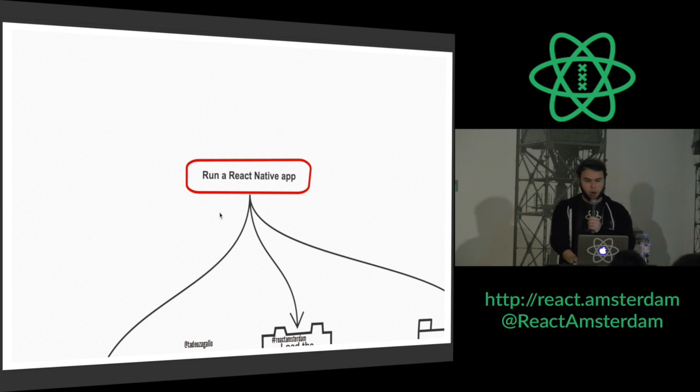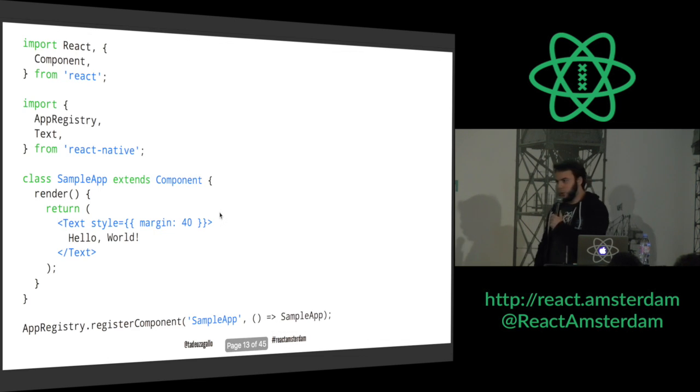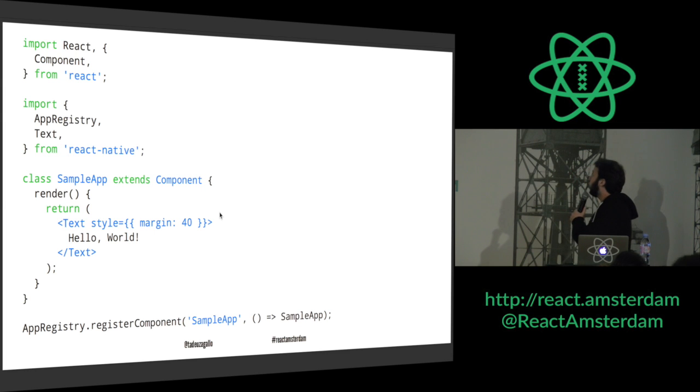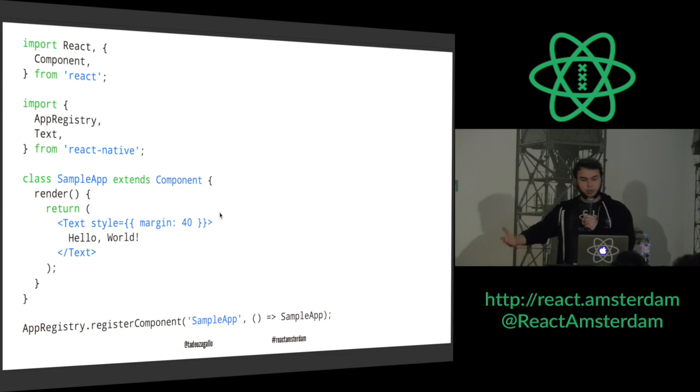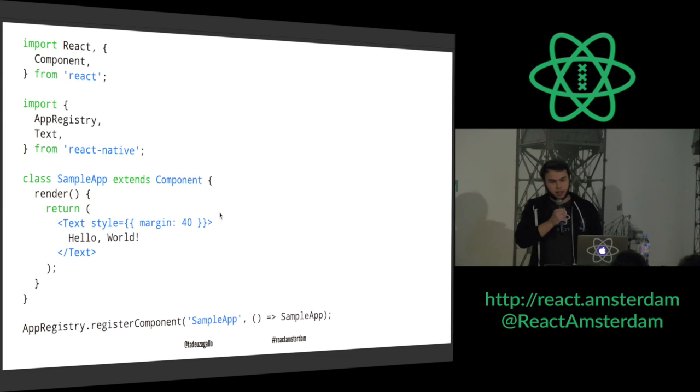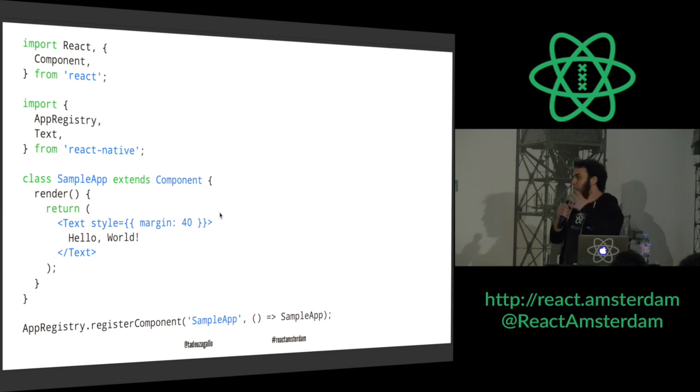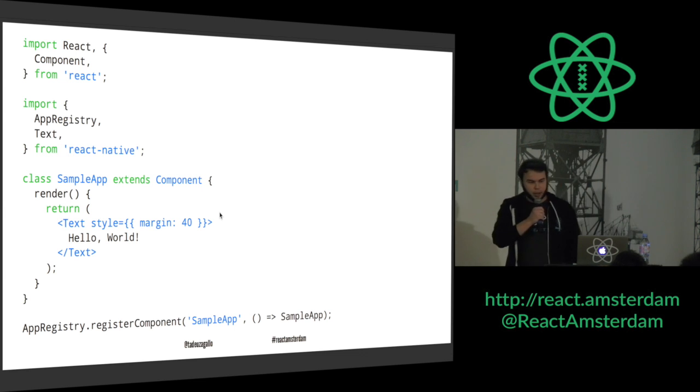So we start at the very top, when you run a React Native app, but which app, right? I just created the simplest possible example. Even if you have never seen React Native, if you've done React, that should be okay. The text element is just like a span in React.js. And we have this app registry that allows you to register a component that's going to be an app that can be triggered from the native side.